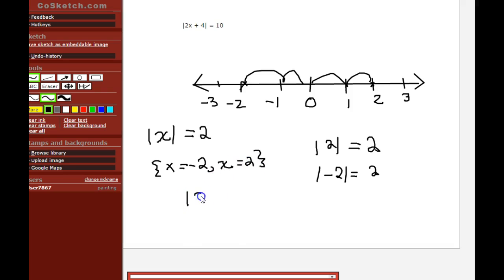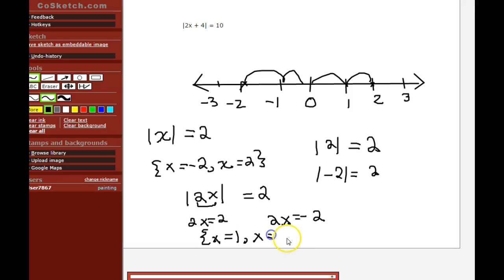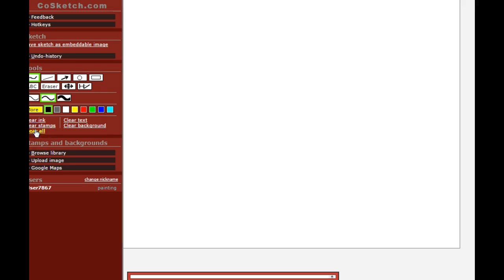Suppose we have the absolute value of 2x is equal to 2. Well, to solve this, either what's inside of this absolute value, 2x, is equal to 2, or we let 2x equal -2, because there's two solutions. So in this case, dividing by 2 on both sides, x is equal to 1. And in this case, dividing by 2 on both sides, x is equal to -1. So let's practice some more problems.